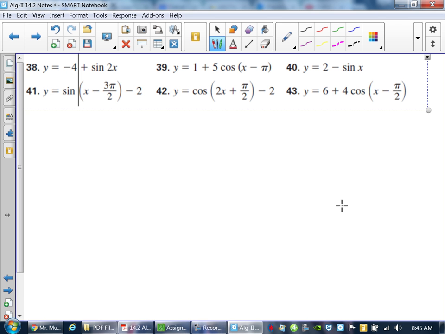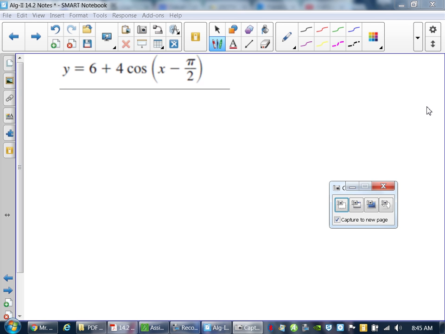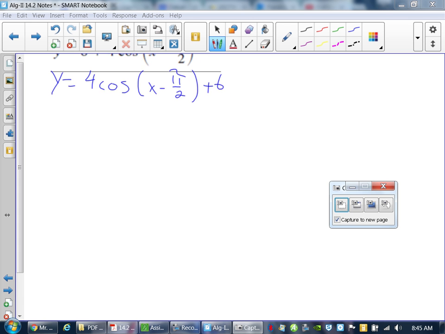43 is a cosine. So we have y equals 4 cosine x minus pi over 2 plus 6. And I'm just rewriting it by putting my k value on the right. It's just more traditional that way.